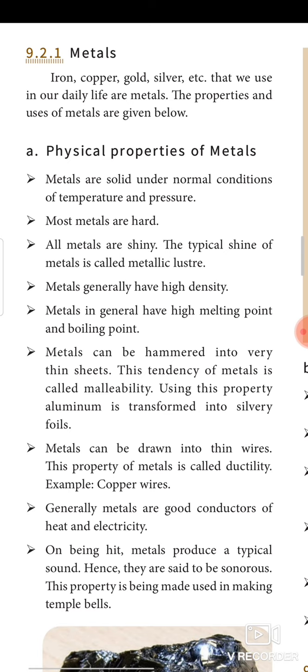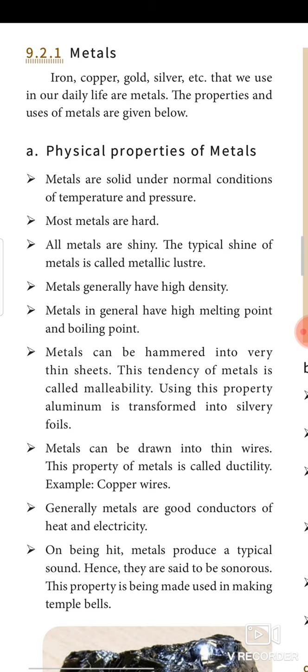Metals in general have high melting point and boiling point. That's why we are using metal for cooking. They cannot easily melt. So they have a very high melting point and very high boiling point. I hope you all know what melting point and boiling point are. Let me recall using a candle. When it started to melt, that temperature is known as the melting point. The temperature at which a solid turns into liquid is known as the melting point. The temperature at which the liquid is transformed to vapor is known as the boiling point.